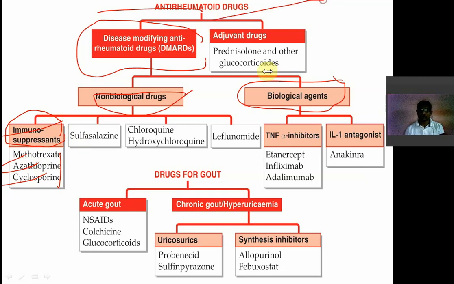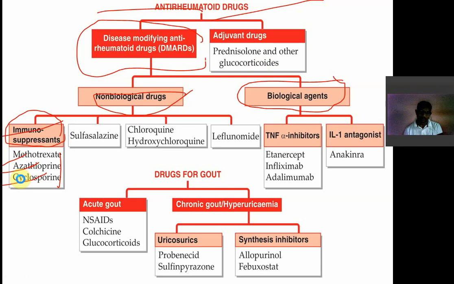So what happens in rheumatoid arthritis? In rheumatoid arthritis, your body will treat your joints as foreign, and against that your body will produce antibodies. The body treats the chemicals in the joints, like synovial fluid, as antigens, and makes antibodies against them. An antigen-antibody reaction occurs there, causing pain, inflammation, swelling, etc. To suppress the immunity, because it is an immunogenic disorder, these drugs are used.